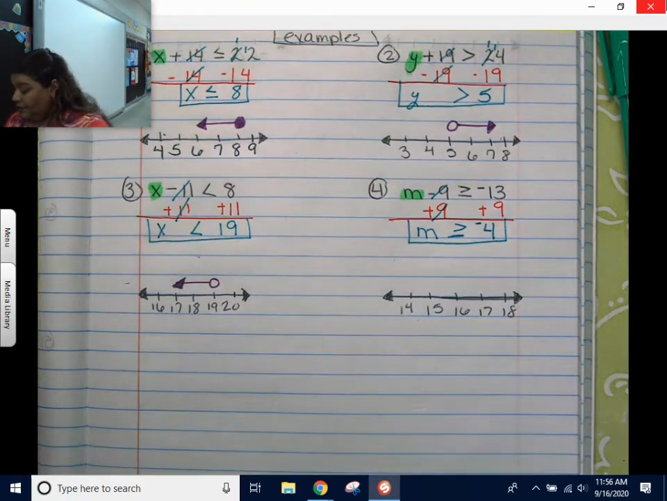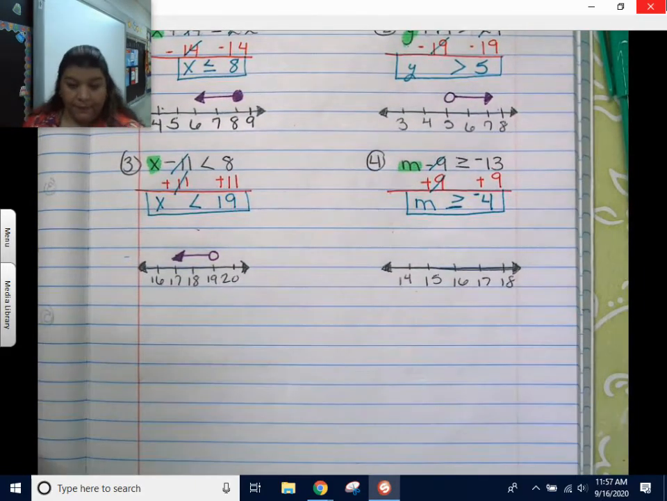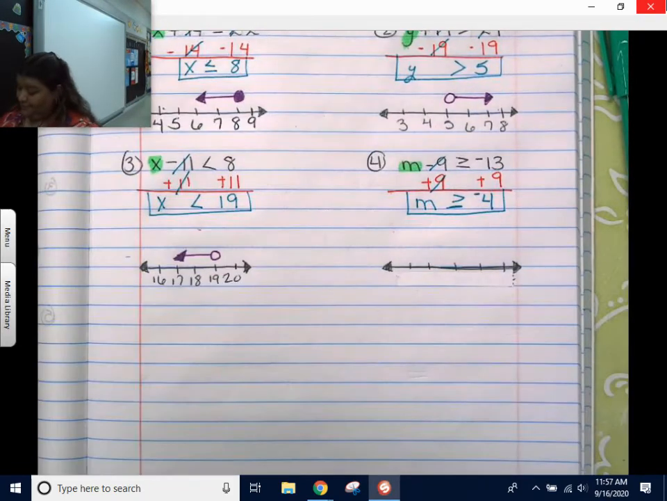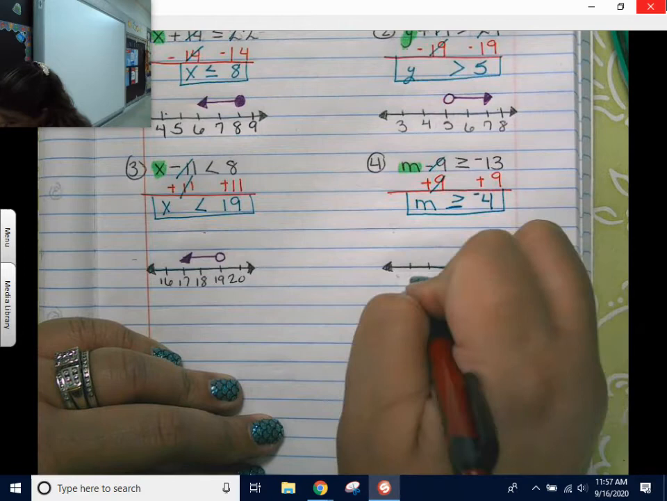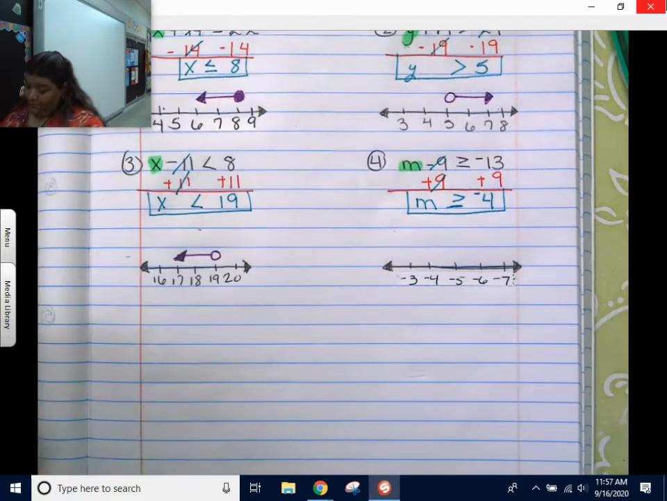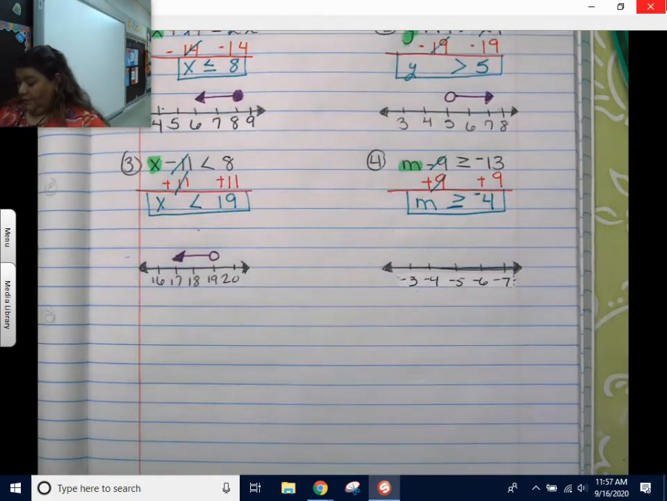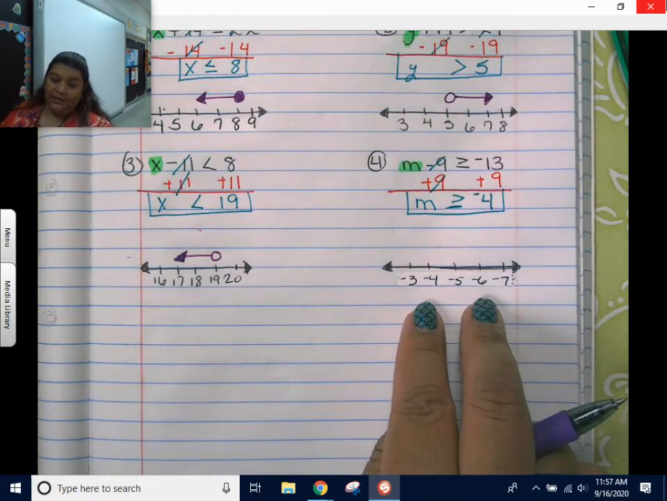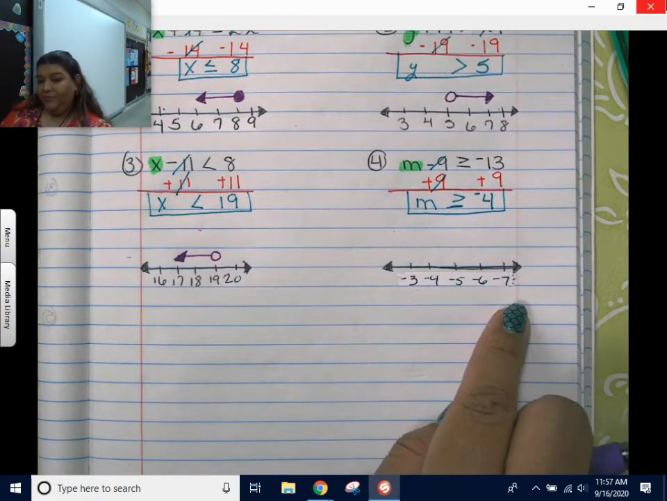Okay? So now from here, I put the wrong one. I'm going to pretend I didn't do that. I don't know why I did that. I had a little brain fart, I guess. So I made a mistake in my number line. So go ahead and change your number line now to -3, -4, -5, -6, -7.